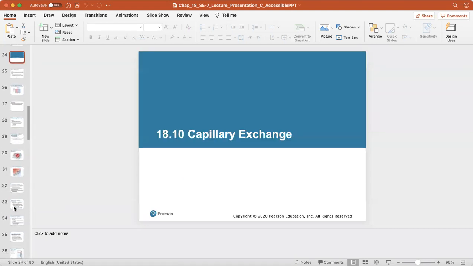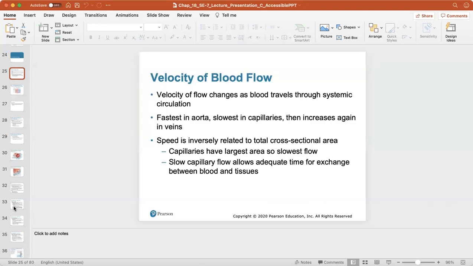So now we'll talk a little bit about capillary exchange. Velocity of blood flow has to change as blood travels through the systemic circulation. It's fastest in the aorta right when it gets ejected, and slowest in the capillaries, and then it increases again in the veins. The speed is always inversely related to total cross-sectional area. The capillaries have the largest area, so the slowest flow. The slow capillary flow allows for adequate time for exchange between blood and tissues.